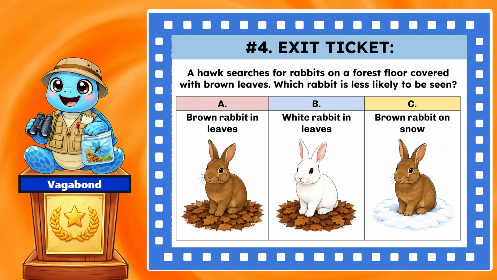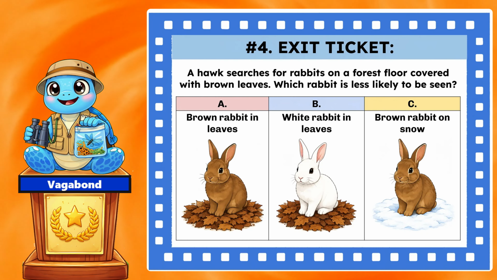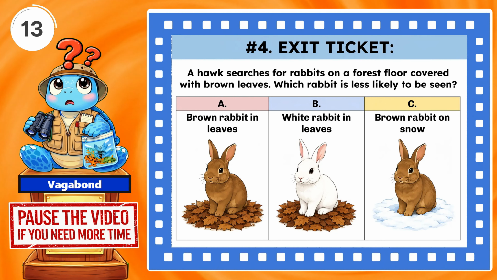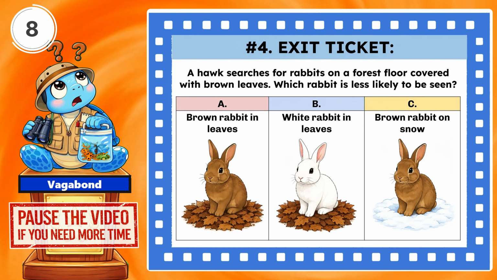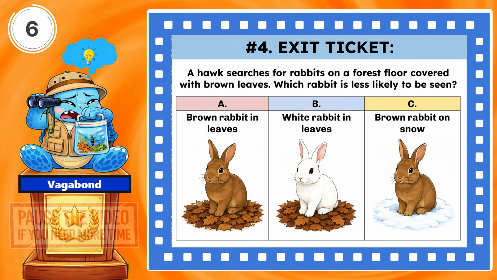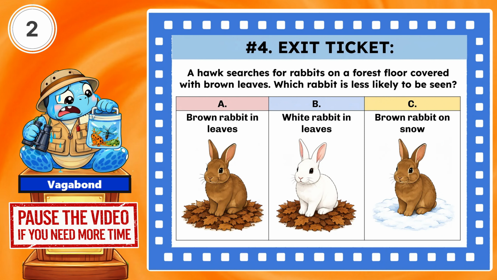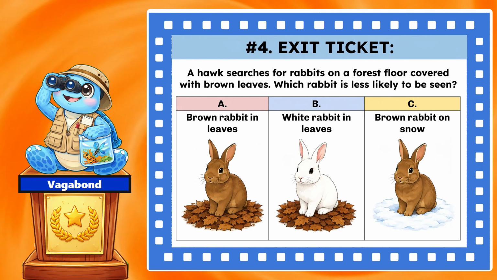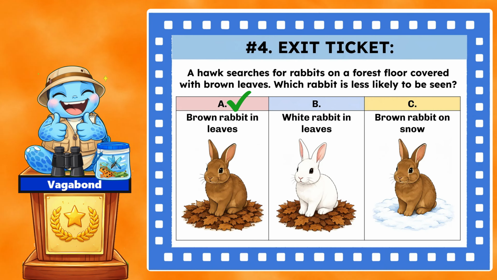A hawk searches for rabbits on a forest floor covered with brown leaves. Which rabbit is less likely to be seen? And the correct answer is letter A. Brown rabbit in leaves.